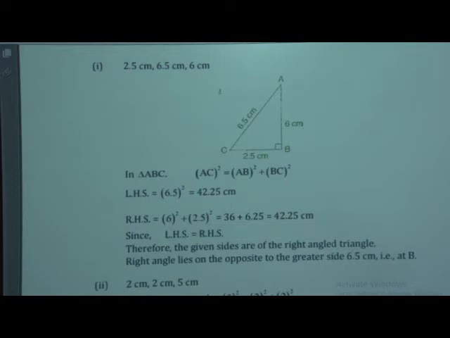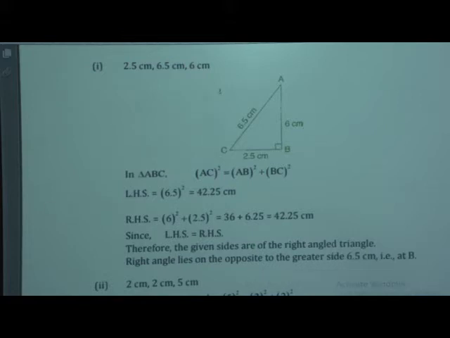42.25. Since LHS is equal to RHS, the left hand side of this equation is equal to the right hand side of this equation. Therefore the given sides are of a right angle triangle. The right angle lies opposite the greatest side of 6.5 centimeter, that is at B.